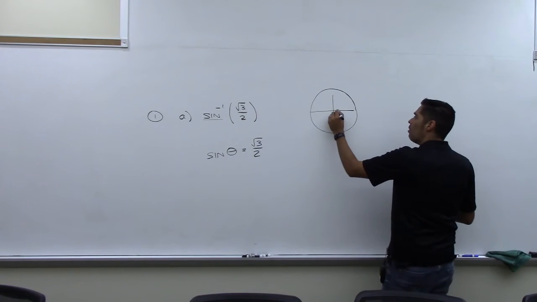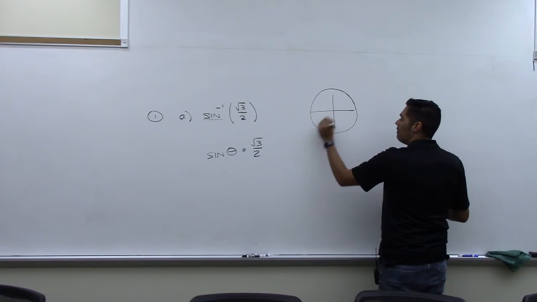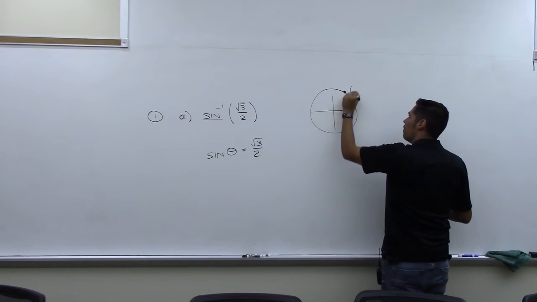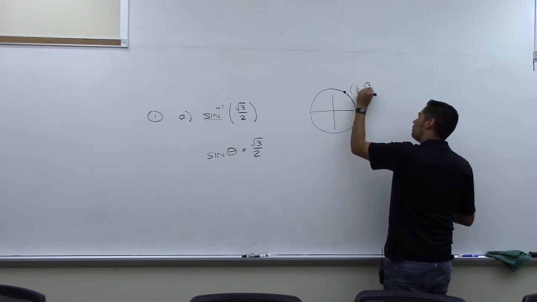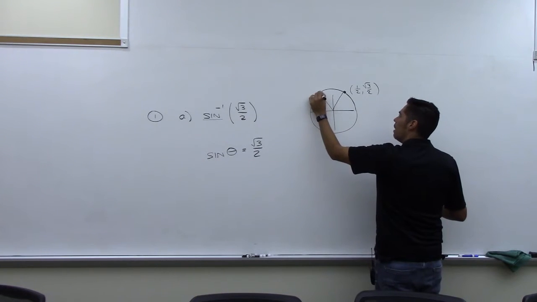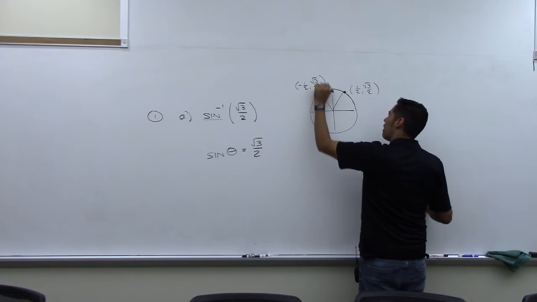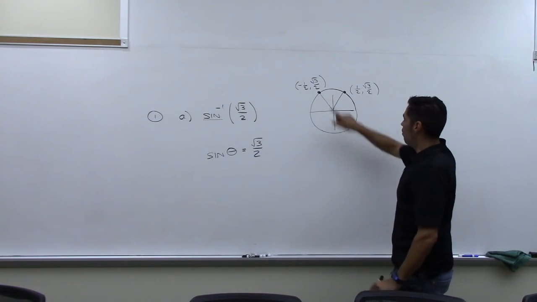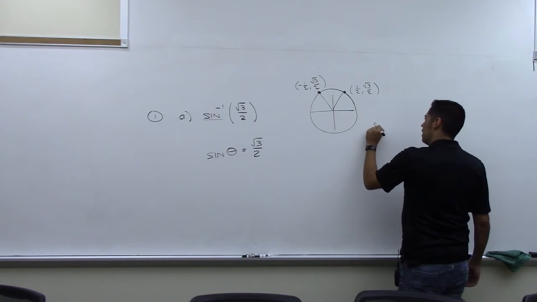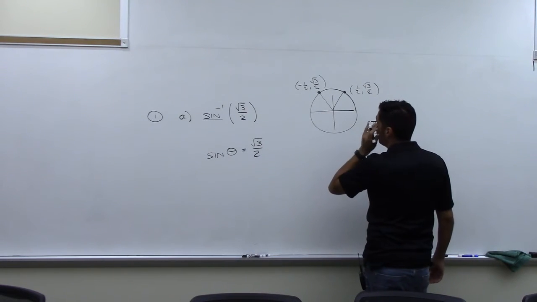So if we recall where our common values on our unit circle are, the y value being root 3 over 2, that's going to happen here. That's at the point 1/2, root 3 over 2. And then it also happens over here at negative 1/2, root 3 over 2. So these both have the same y-coordinate. This is 60 degrees, or pi over 3. And this one is 2 pi over 3, or 120 degrees.